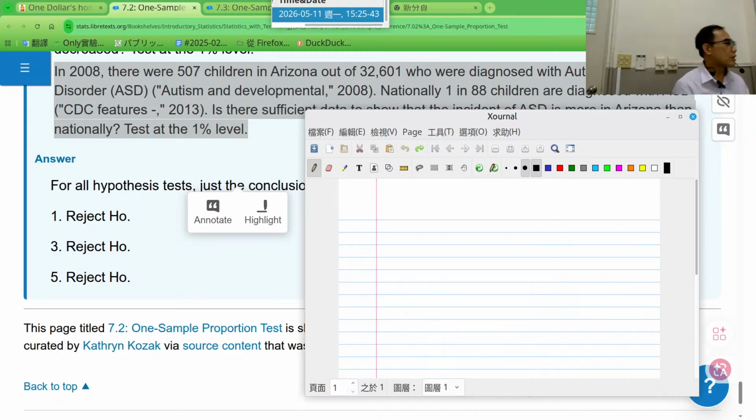All right, let's check this question. In the year 2008, there were 507 children in Arizona out of 32,601 who were diagnosed with autism spectrum. Let's check the number.